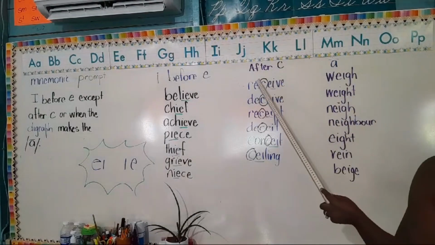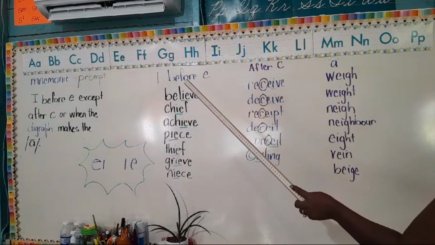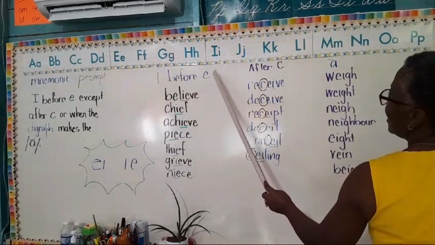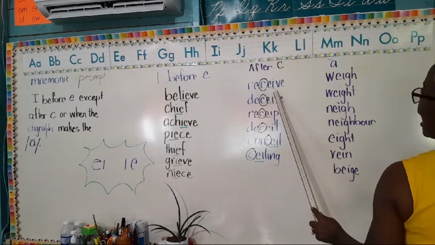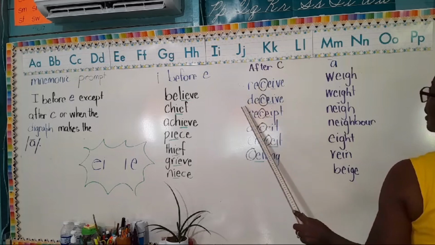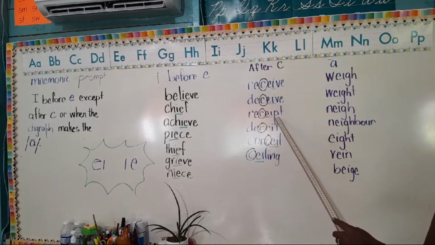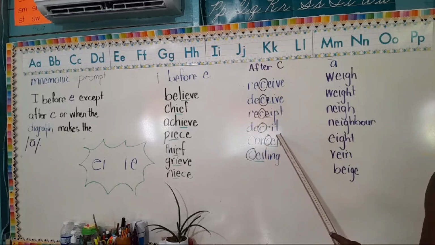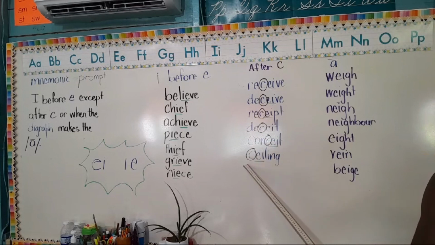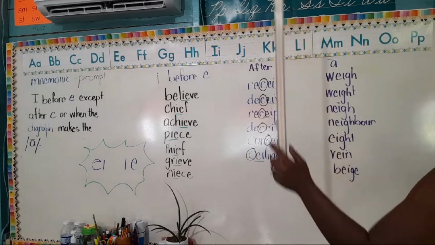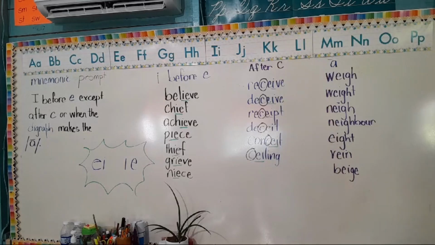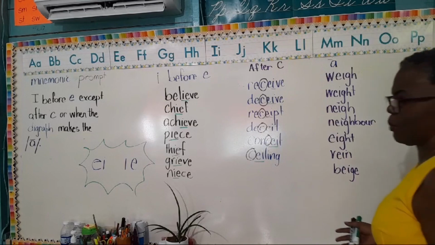All right, let's go. So let's say our rule again. I before E except after C. After C we have EI. Receive, deceive, receipt, deceit, conceit, ceiling. Points to the ceiling for me. Ceiling. Okay, great. And of course, we're going to have exceptions.